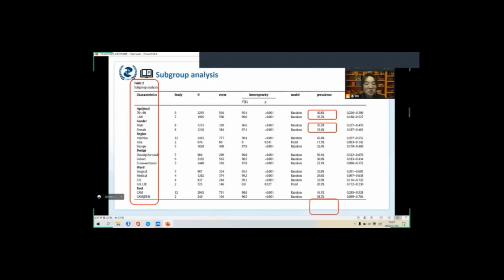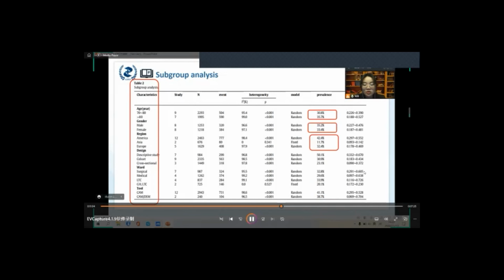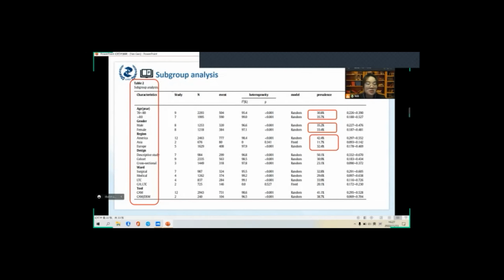In the different regions, America, Europe, and Asia, the prevalence rates were 42.4%, 11.7%, and 32.4% respectively. The majority of studies utilized the CAM, and these studies reported greater prevalence compared to CAM and DSM combination studies.